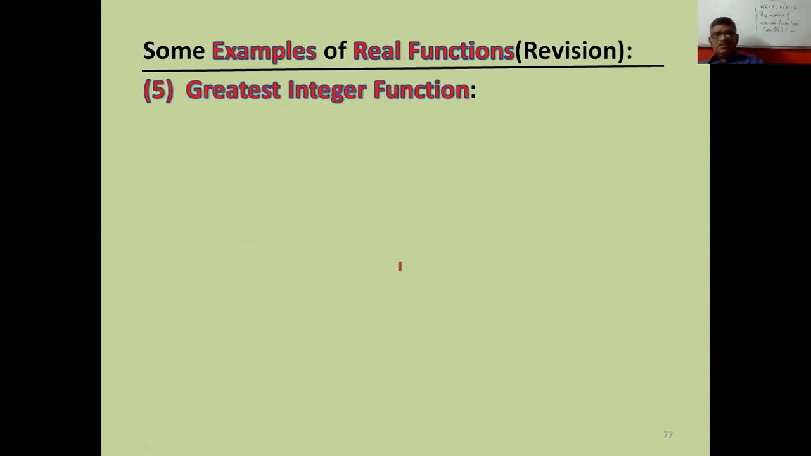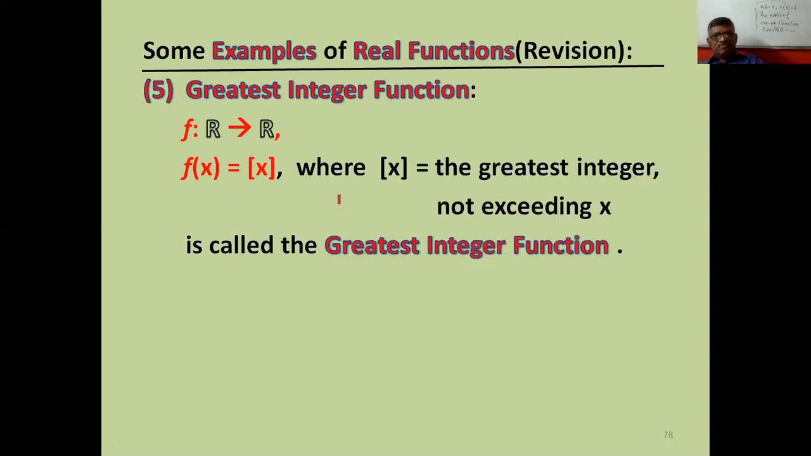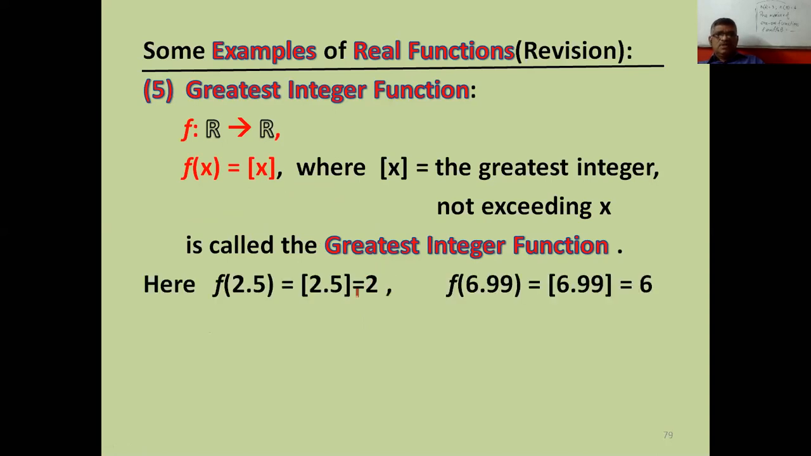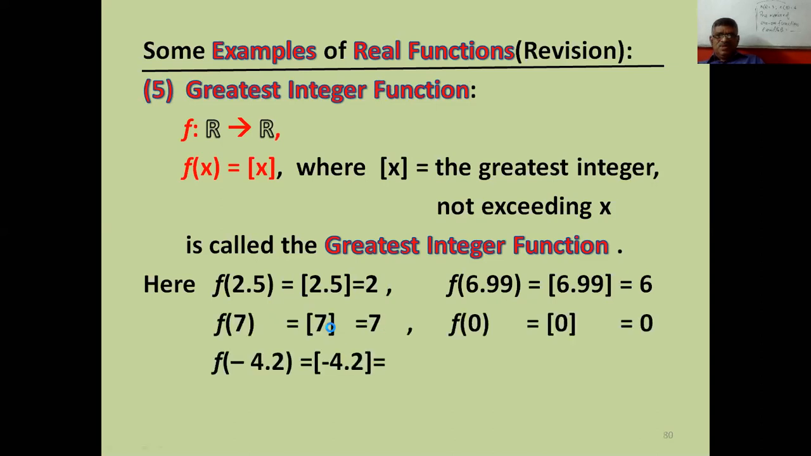Integer part, greatest integer function. Greatest integer not exceeding that number. F of 2.5 is 2. F of 6.9 is 6. Who will tell what is F of -7.2? F of -4.2. Integer part of -4.2.